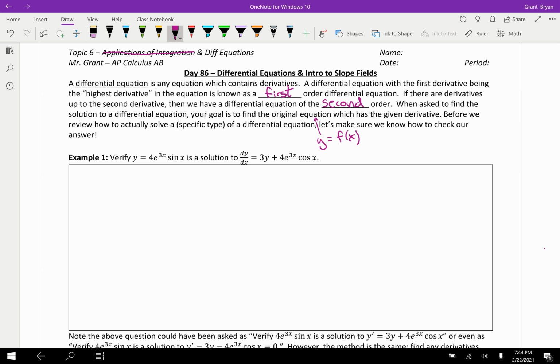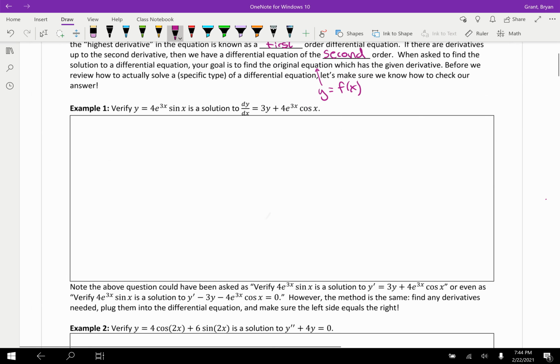So before we learn or review, because we've actually done this before, how to actually solve a specific type of differential equation, and you'll learn further on in mathematics there are many types of differential equations, let's make sure we know how to check our work, or maybe check to ensure an answer is actually correct. This is actually how most new equations are introduced to students. It's not let's solve it, it's here's how we check our answer, now let's solve to make sure we can get that answer. So here's a nice example.